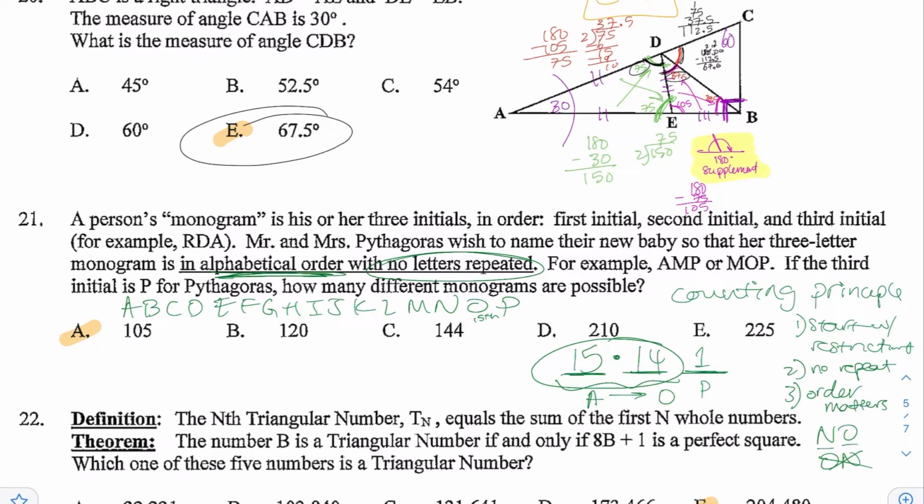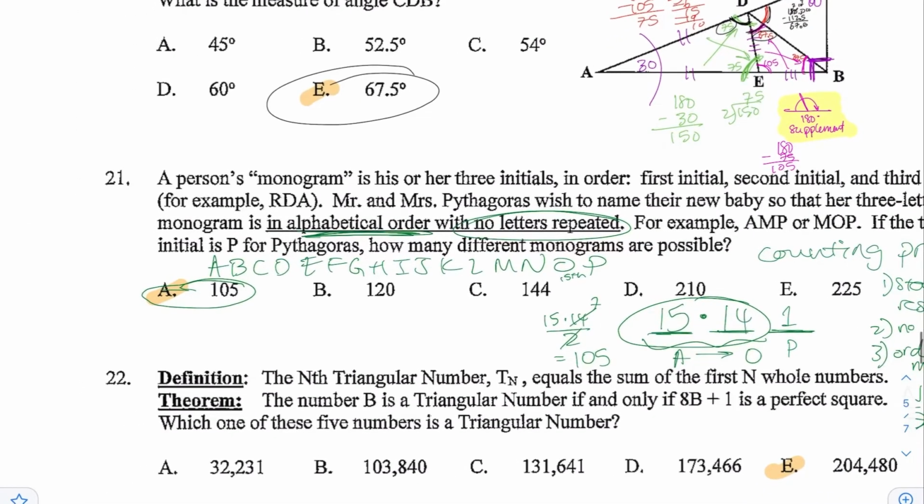So because N-O is not the same as O-N, that means that half of the letters would be wrong. So when you have 15 times 14, you'll actually have to divide by 2. And you have to do 15 times 7, which is equal to 105. So that's choice A. There are 105 possibilities here, or possible pairs. Now you can also do this the long way.